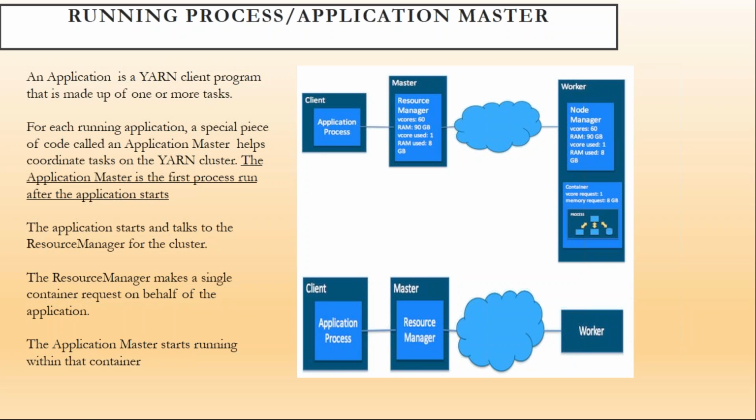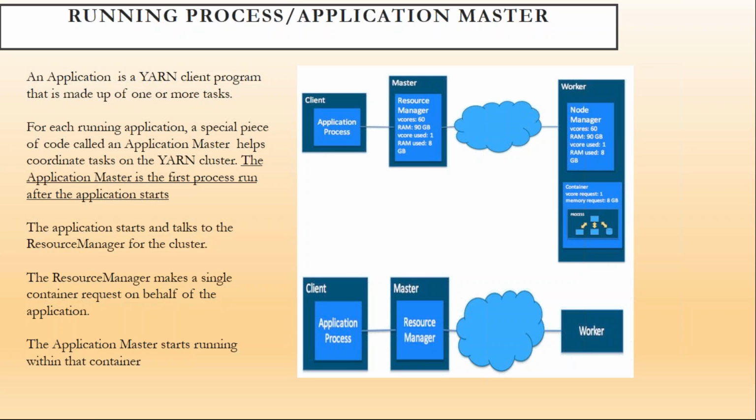The resource manager makes a single container request on behalf of an application. Now, this is a bit logical. Application is a job. A job is a task which has multiple threads or multiple subtasks in it. One task will have multiple subtasks. One task is one job. For each job we have a container, and that container will be requested from the resource manager, and the application master will know how many containers I have for my job to complete.